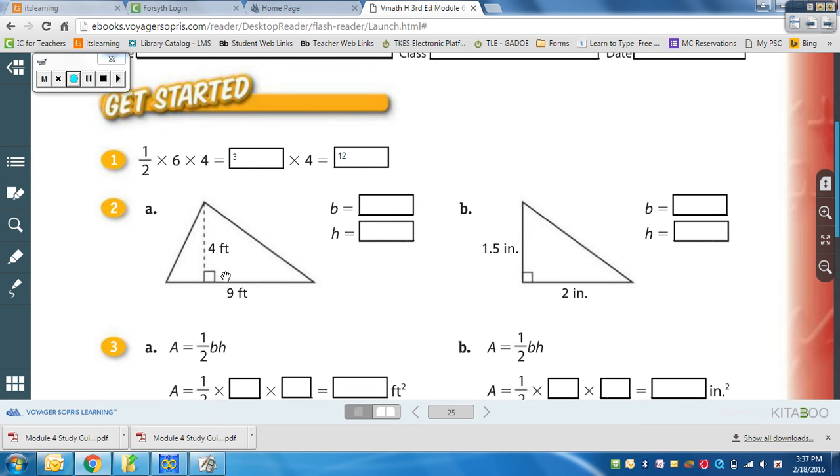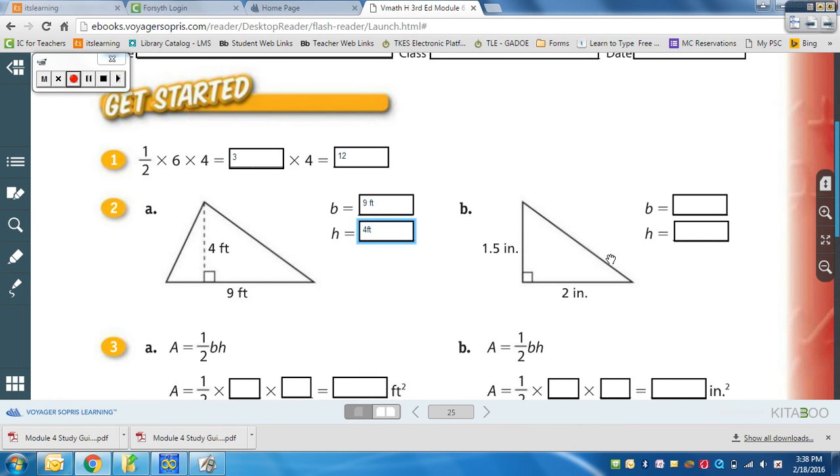The side of the triangle that is perpendicular to the line segment that represents the height, or this line right here, is called the base. The base of the triangle. Its length is represented by the letter B. In problem 2a, the height of the triangle is shown by the dashed line segment right here. What is the length of the base of this triangle? It is 9 feet. What is the height of this triangle? Which is here, denoted by the dashed line, which is 4 feet.